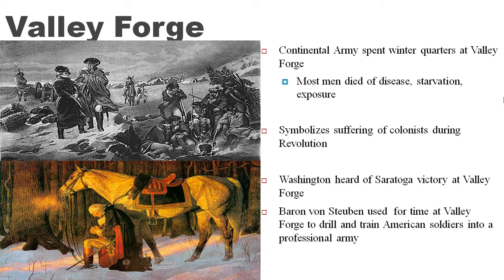While there, Washington heard of the victory at Saratoga, which of course will be a major turning point as it encouraged the French to provide aid to the colonists and their rebellion.